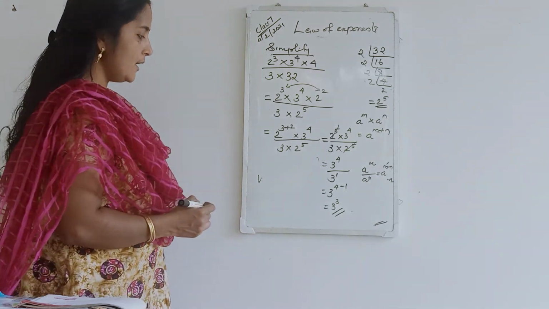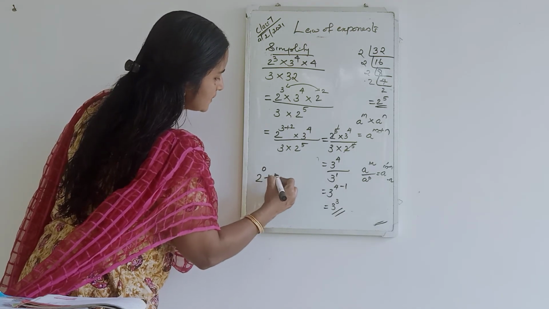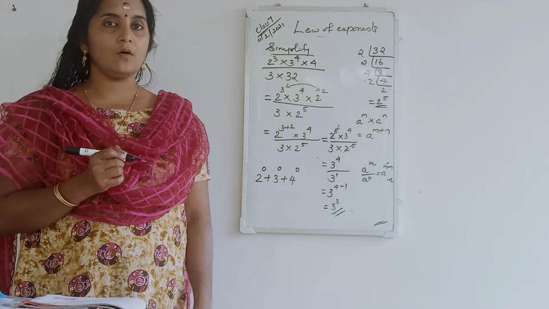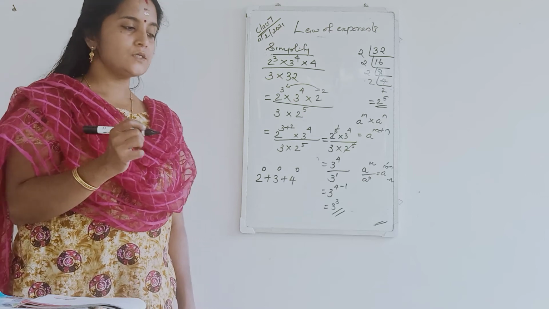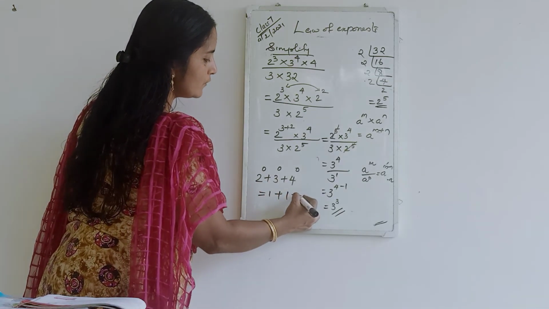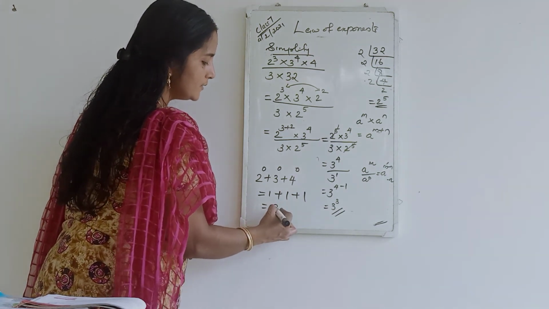Okay, another question. What is 2 raised to 0 plus 3 raised to 0 plus 4 raised to 0? We have a law: any number raised to 0, the answer is 1. So 2 raised to 0 is 1, 3 raised to 0 is 1, 4 raised to 0 is 1. So 1 plus 1 plus 1 is 3.